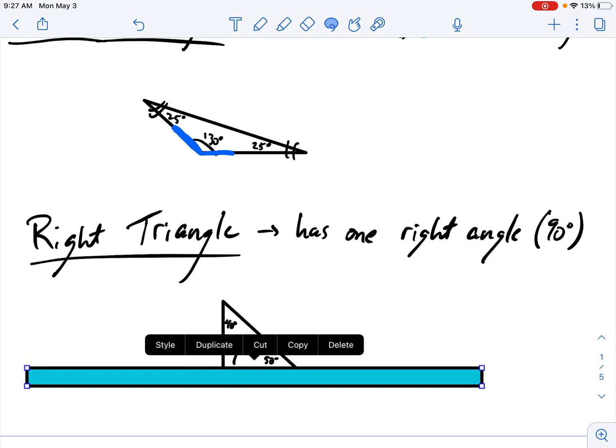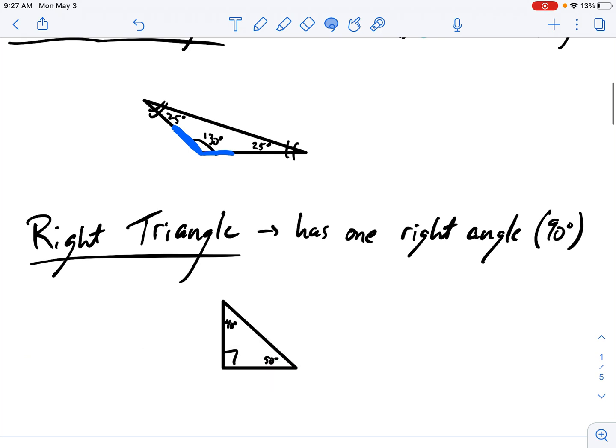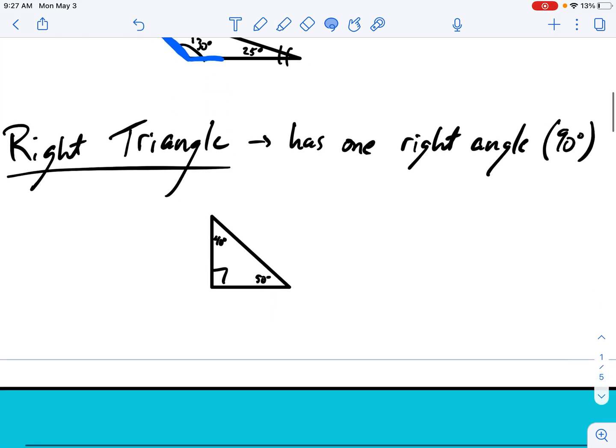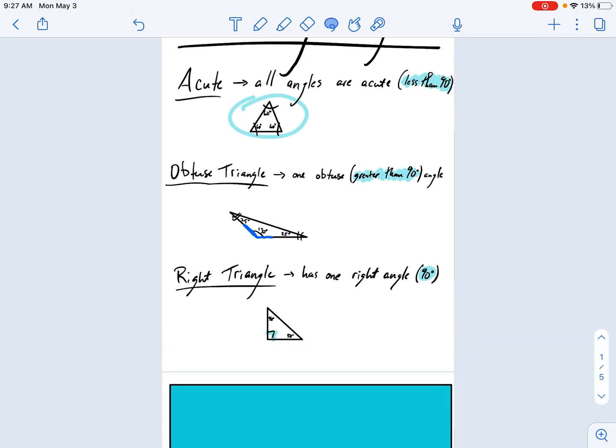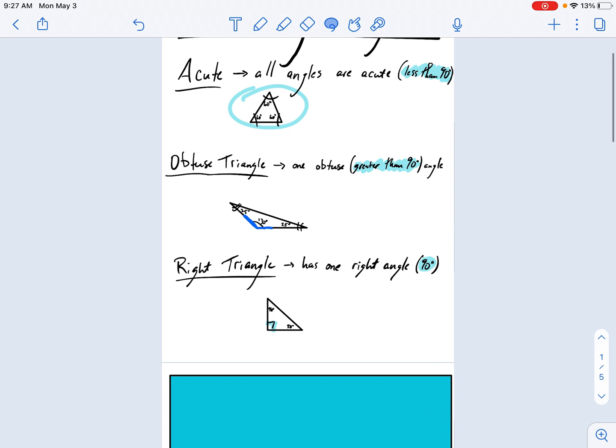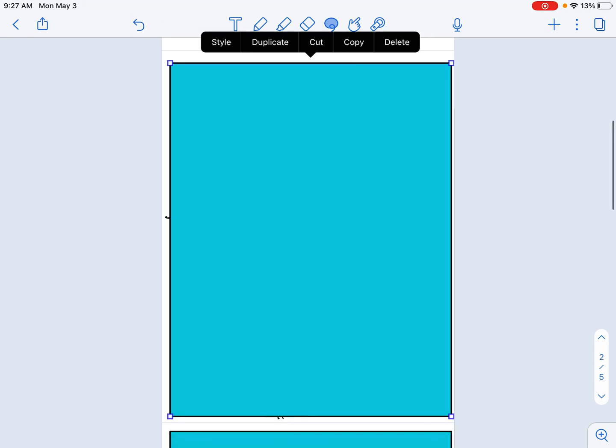And then finally, a really, really important type of triangle called a right triangle. And that means that it has one right angle, which is exactly 90 degrees. Remember, we show 90 degrees with this little box right here. Okay, so this is what a right triangle looks like. It looks like an L shape or a backwards L. Okay, so those are three types of triangles you'll need to know based on the angles.